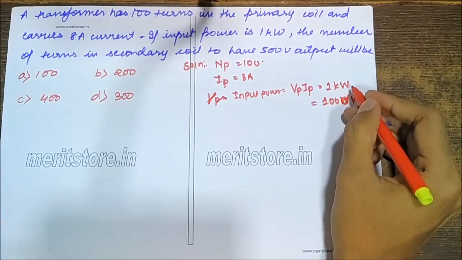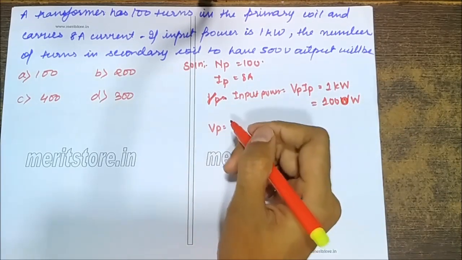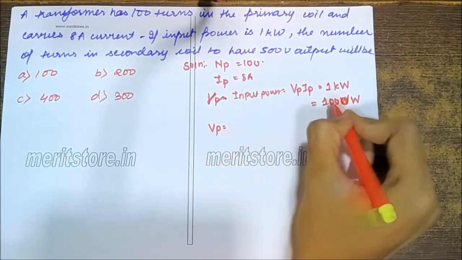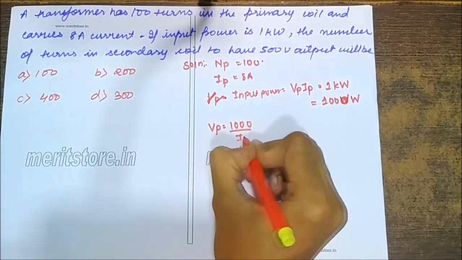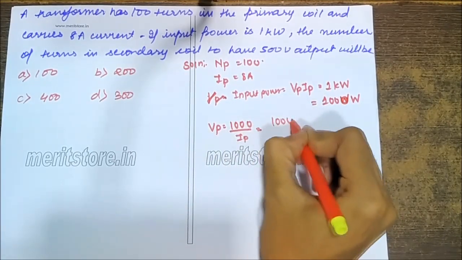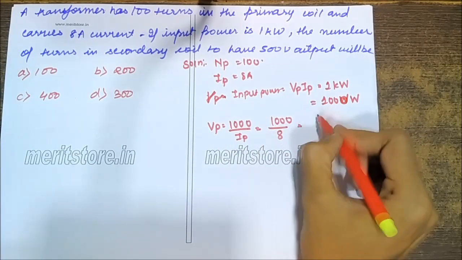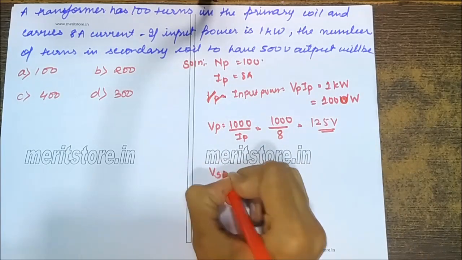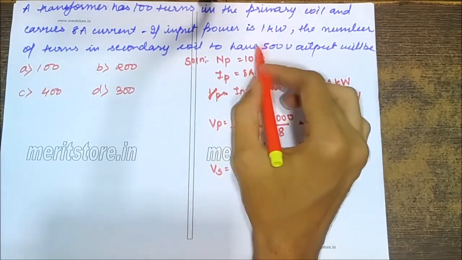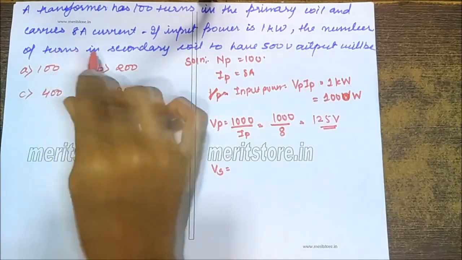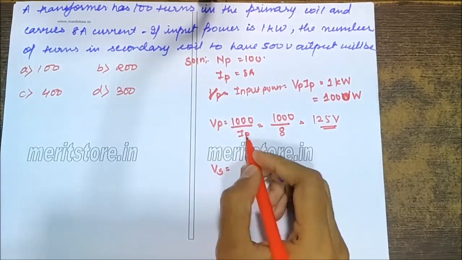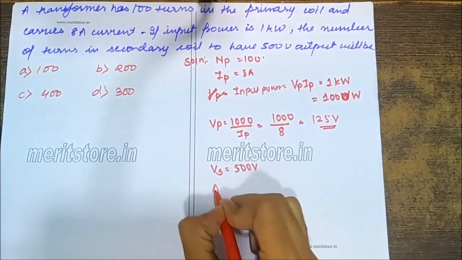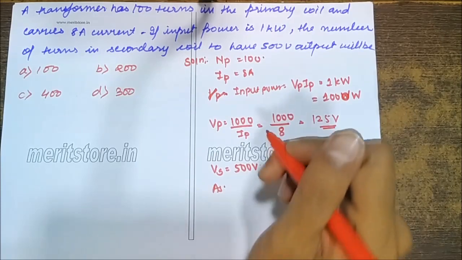Next we have the primary voltage Vp. Vp is equal to 1000 upon Ip, that is 1000 upon the input current 8, so that gives you 125 volt. Okay, next the secondary voltage output. The secondary coil is having 500 volts of output.